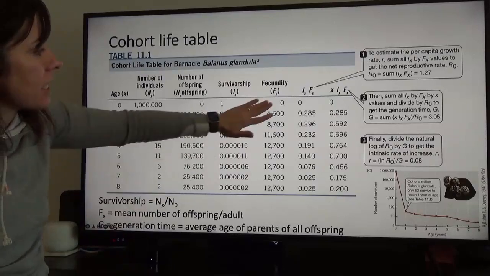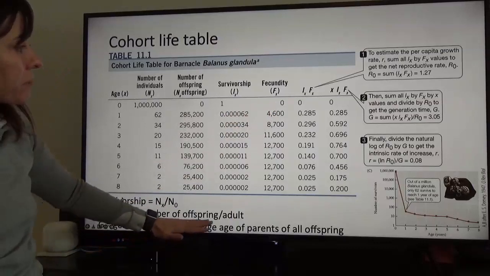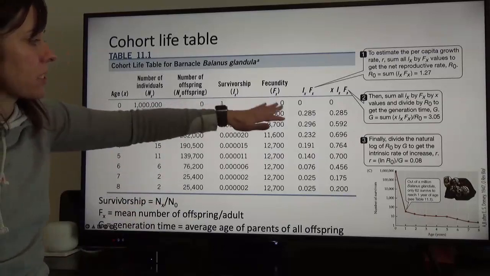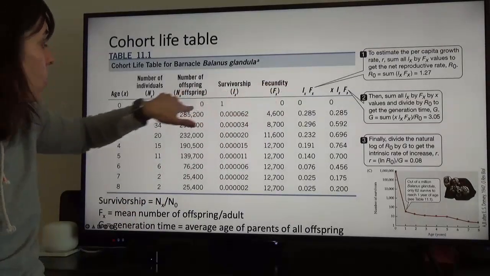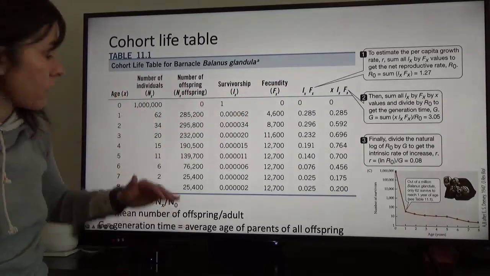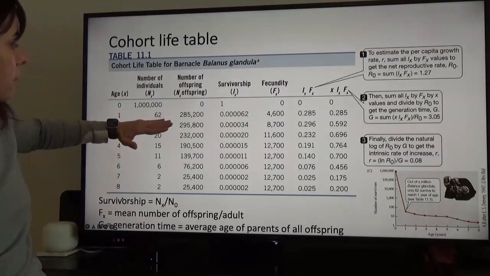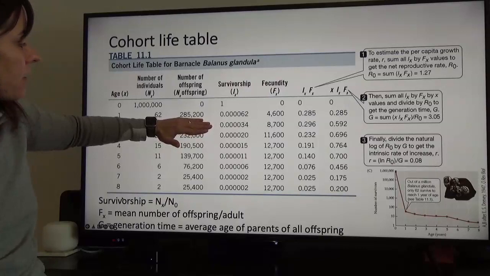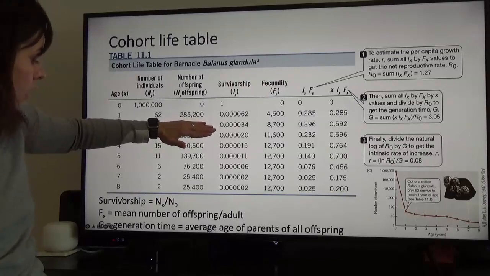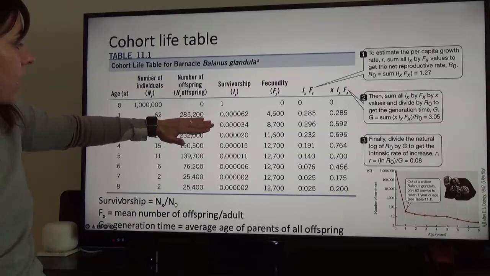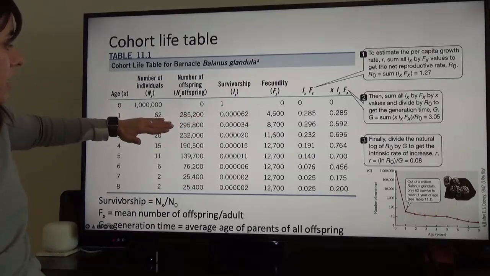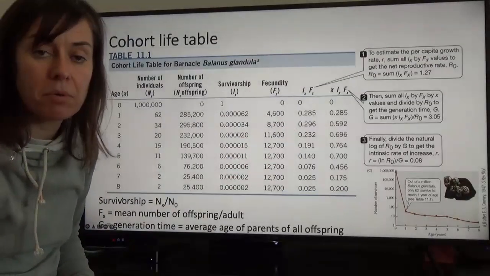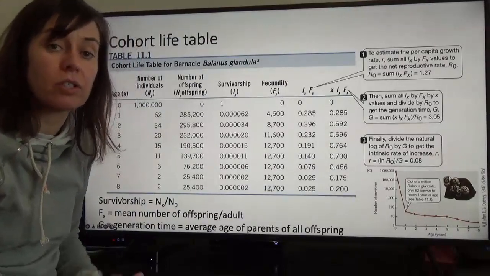And then fecundity is fx, and this is the mean number of offspring per adult. And so in the case of this age 0, there's no offspring produced, and so our fecundity is 0, and this whole row doesn't provide us any information aside from the initial population size. But in time 1, we have 62 individuals. They produce an incredible 285,200 offspring, okay? And so we can divide number of offspring by the number of adults and get the fecundity, which is 4,600. So that's the number of offspring produced per adult on average.